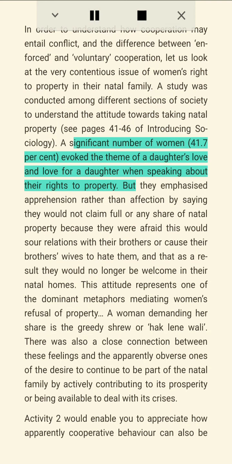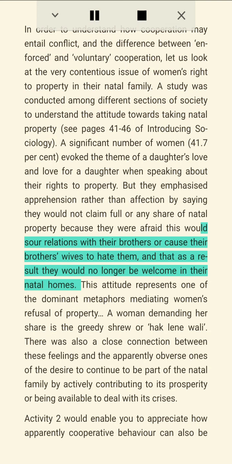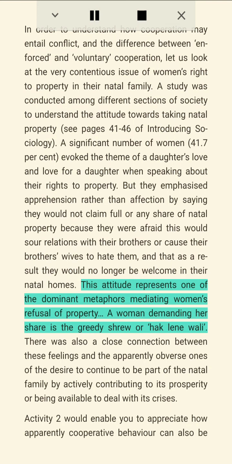A significant number of women, 41.7%, evoke the theme of a daughter's love and love for a daughter when speaking about their rights to property. But they emphasized apprehension rather than affection by saying they would not claim full or any share of natal property because they were afraid this would sour relations with their brothers or cause their brothers' wives to hate them.